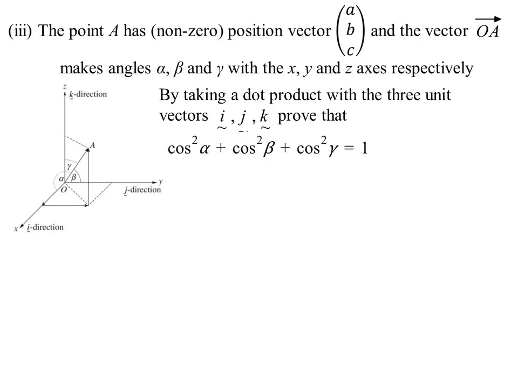Let's look at this one. The point A is there in space. It's got a position vector of a, b, c. The actual vector makes angles with the different axes, so alpha, beta, and gamma with the x, y, and z axes respectively. Now, before I go and show you what this question is, I want to show you something here.